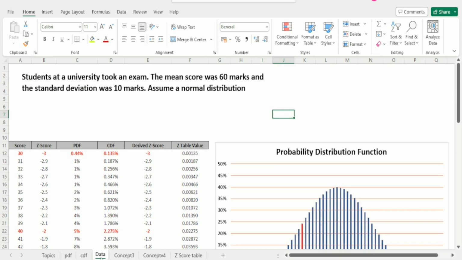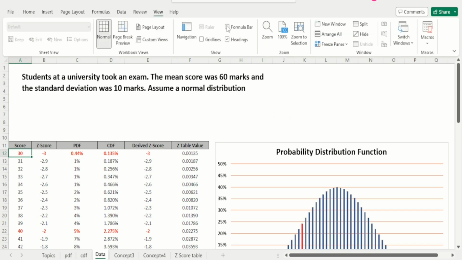Let's say there's a certain university, students take an exam, and the mean score in that exam was 60 marks and the standard deviation was 10 marks. In order to generate an approximate range of the data distribution, we start with the minimum value. As you can see, the minimum value that we have taken is 30. And how did we arrive at that value of 30?